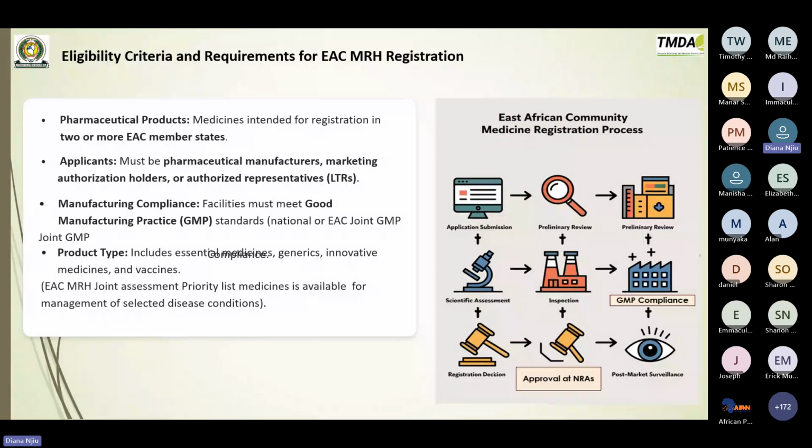When we talk about local technical representatives, these are the representatives within the actual countries you are interested in to market your pharmaceutical products or to penetrate. Also, manufacturing compliance is one of the important aspects. Facilities must meet good manufacturing practice standards, through national or EAC joint inspection. So there are scenarios where you may undergo GMP approval through the national route, but if you have not, you can also go through the EAC joint GMP inspections.